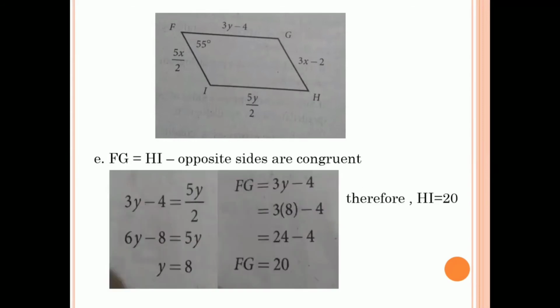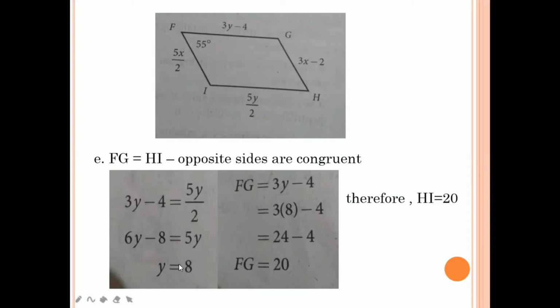Next, letter E. We are going to find FG. So FG and HI are opposite sides, so they are congruent. So we are going to equate the expressions. We have 3y minus 4 equals 5y over 2. Then cross multiply. We have 2 times 3y is 6y, minus 4 times 2 is 8, equals 5y. Then 6y minus 5y is y, and then transposing negative 8 becomes positive 8.